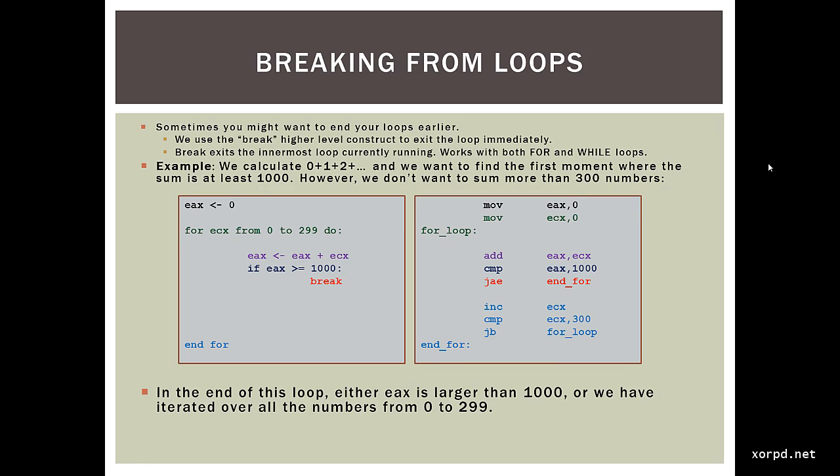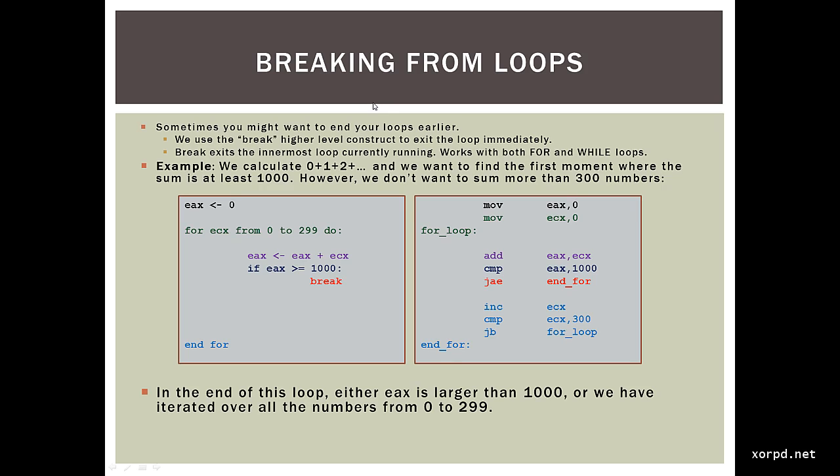Breaking from loops. Sometimes you might want to end your loops earlier, maybe earlier than planned, maybe earlier than the while condition, or earlier than the for iteration. We use the break higher level construct to exit the loop immediately. We have the possibility of using this kind of construct, the break higher level construct.